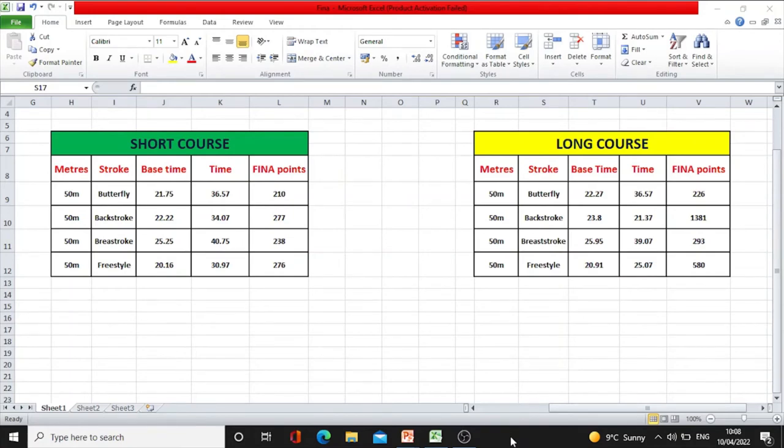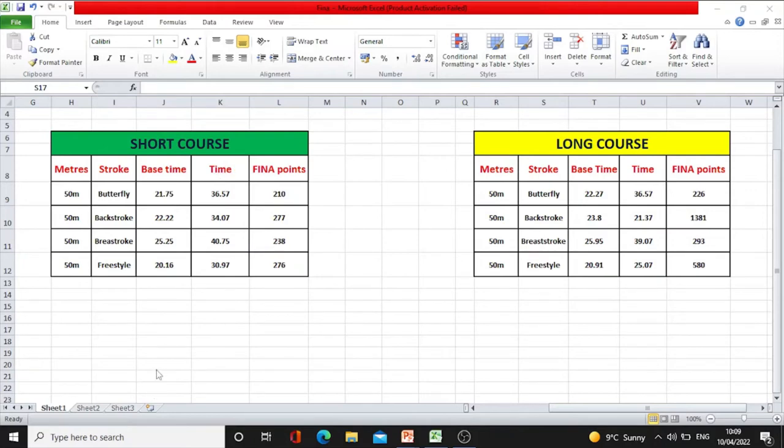As you can see, I'm on Excel sheets now. And there's a table saying short course and long course. This means the short course pool, which is usually 25 meters. This is a long course pool, which is usually 50 meters. So in this column, it shows the meters. In this column, it shows the stroke. In this column, it shows the base time. So these are the base times for this year.